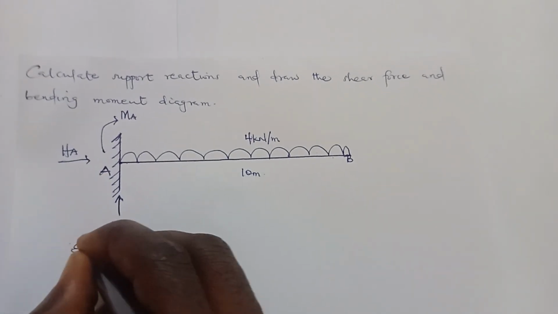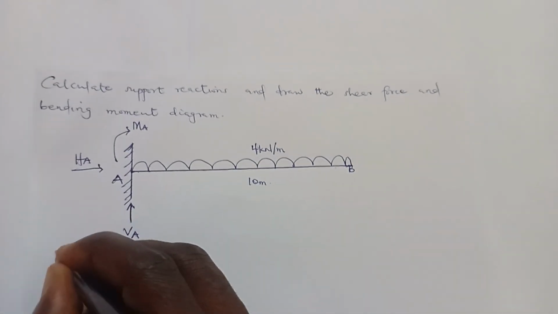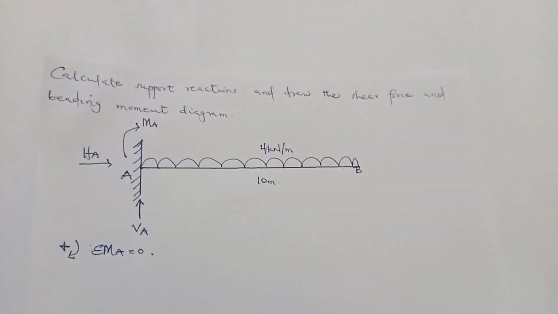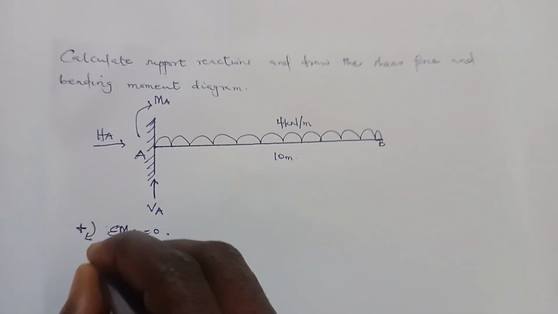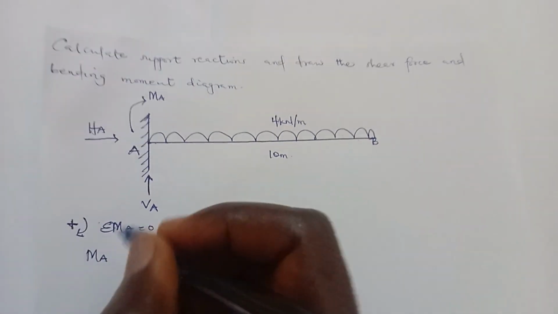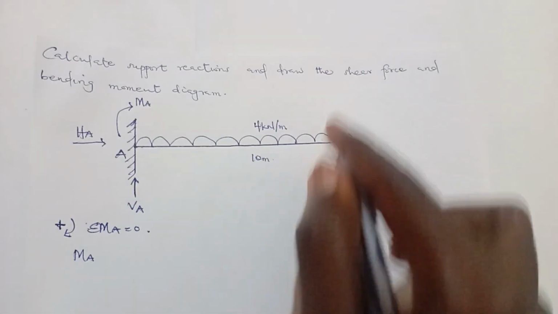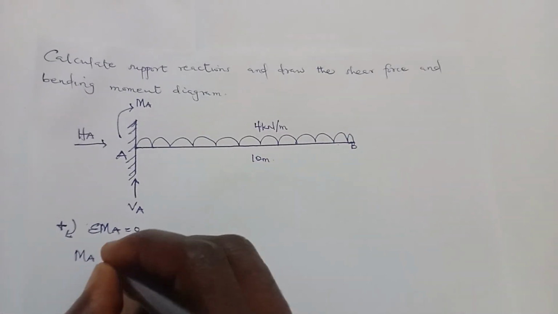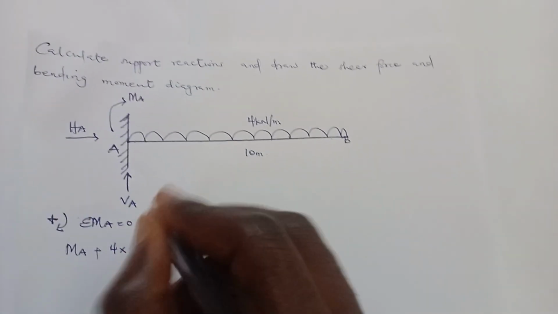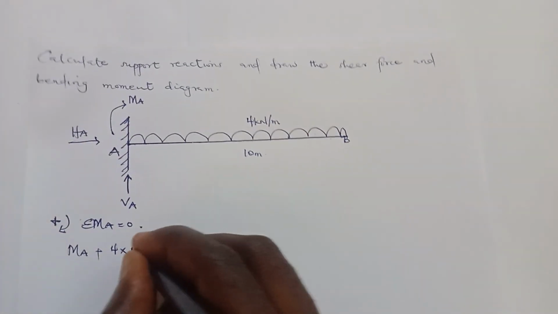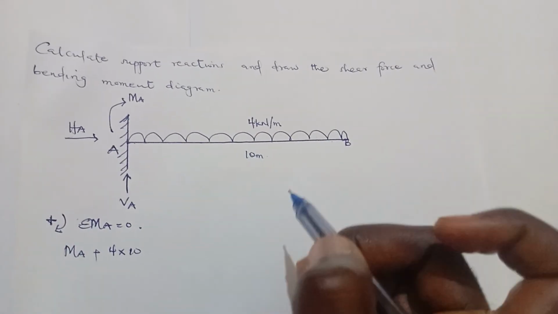So let's take moment about point A to be 0. Clockwise moments, we're taking clockwise moments as positive. So MA is moving in the clockwise direction, so it's going to be positive MA. The whole UDL covering the entire span of the beam will cause a clockwise moment. So it's going to be plus 4 times the distance, which is 10.